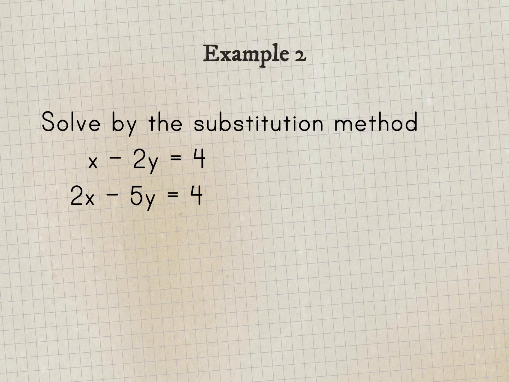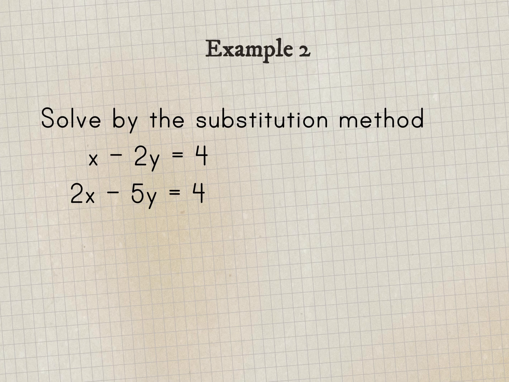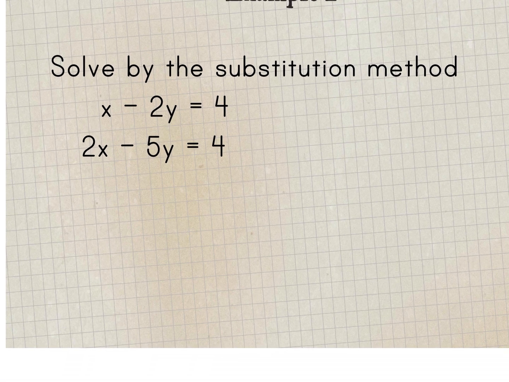Example 2, still using the same method. Again, I'm looking at my equations and I want to solve one of them for either X or Y. I'm going to choose the first one and solve it for X this time, because the coefficient in front of X in my first equation is a 1. Then I don't end up with a fraction. So I'm going to take my first equation and solve it for X.